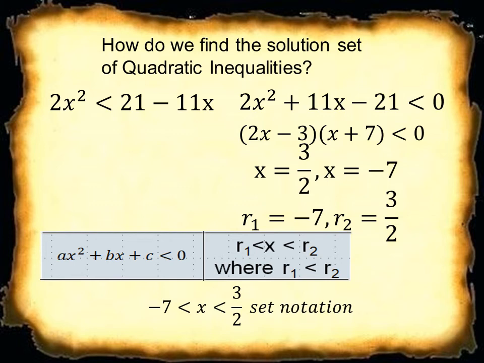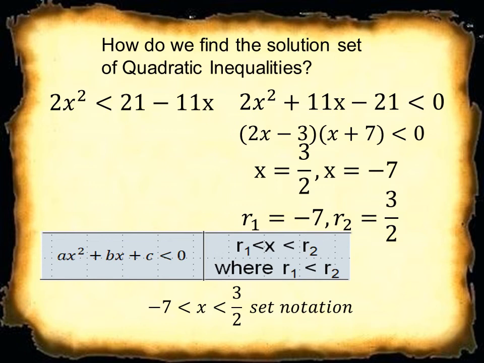Or the correct way of reading it is at the center first. So x is greater than negative 7 but less than 3 over 2. So this is your set notation. Make sure that you substitute the correct r sub 1 and r sub 2. It should not be interchanged. Smaller first, then the bigger one for r sub 1 and r sub 2.